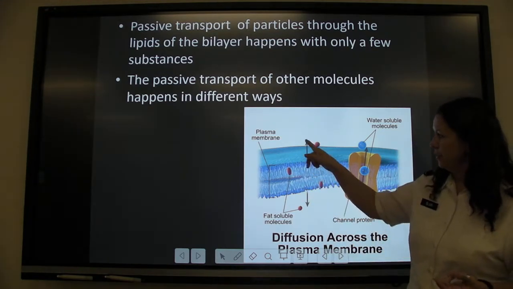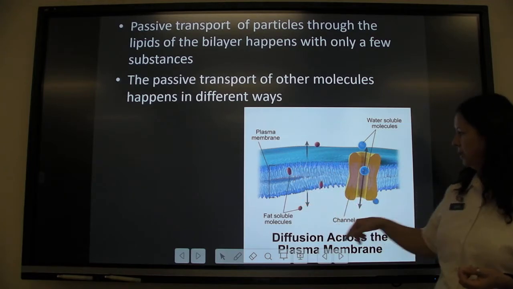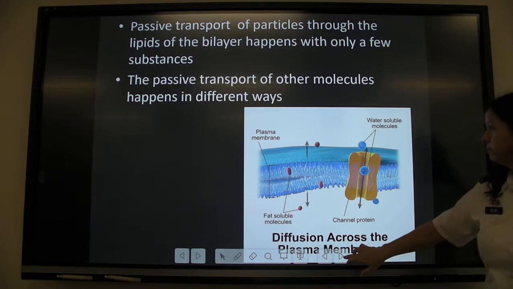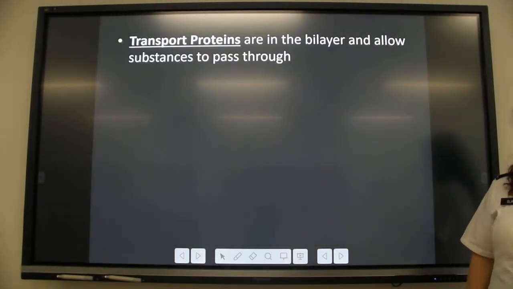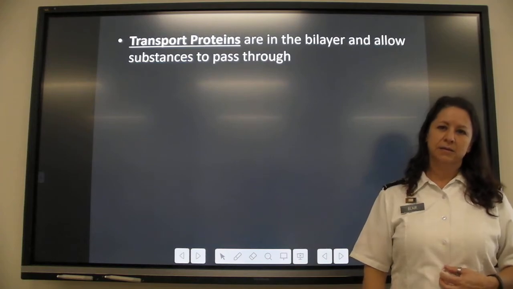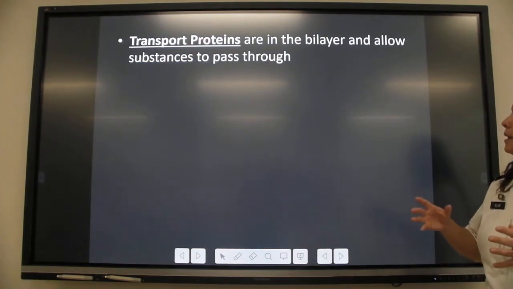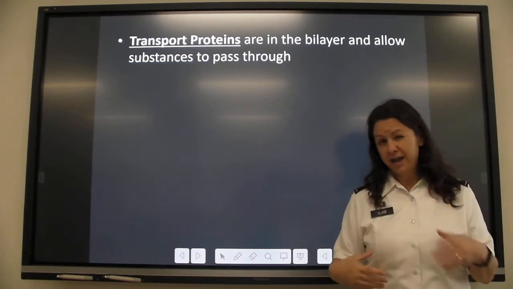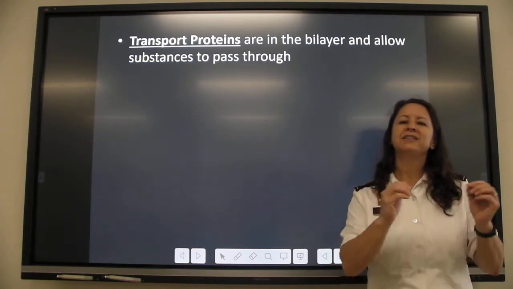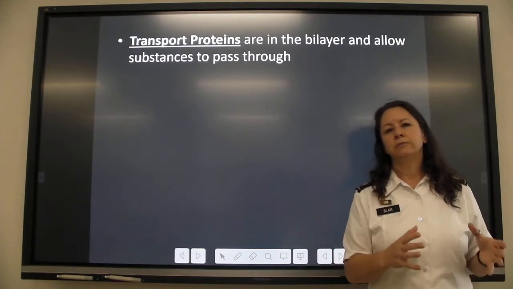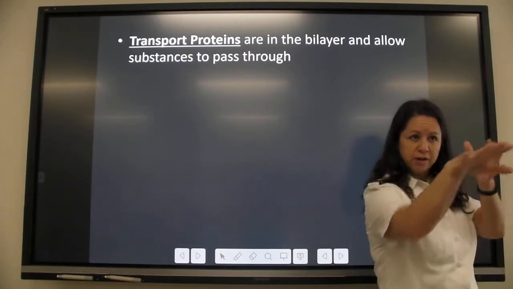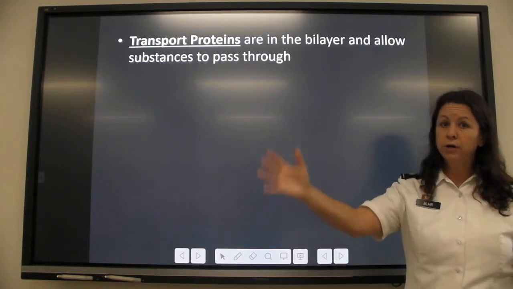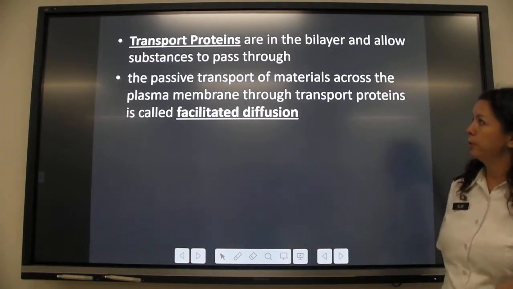So these are moving through the membrane, and these are using a little help. Transport proteins are in the bilayer and they allow substances to pass through. You can think about a transport protein almost like a tunnel through a mountain. There's a tunnel dug through the mountain, now you can go through the mountain. It's an opening, you can move through it. That's what a transport protein does.